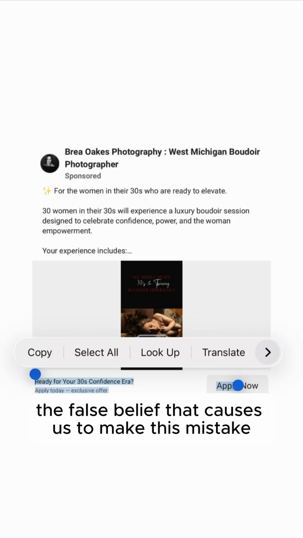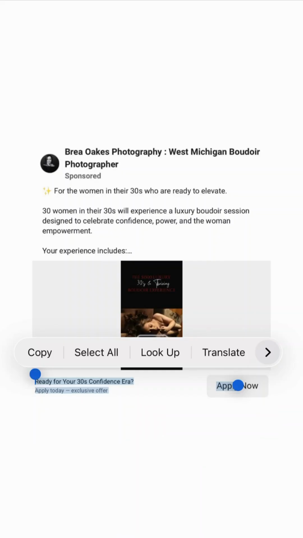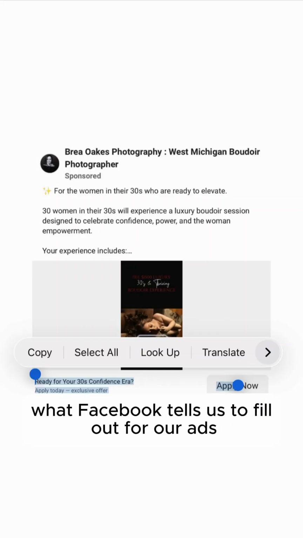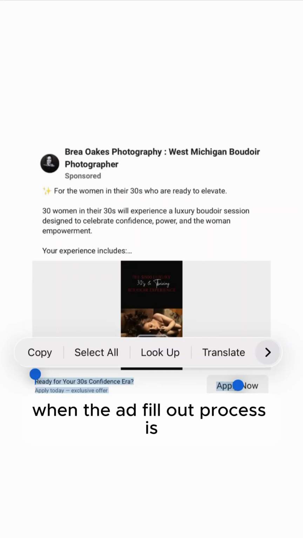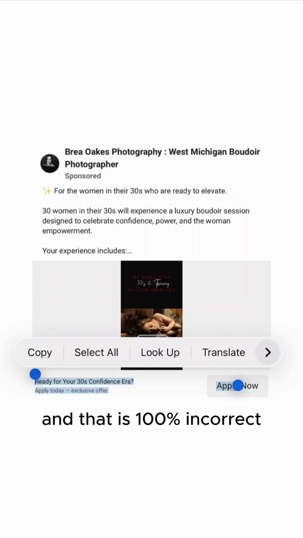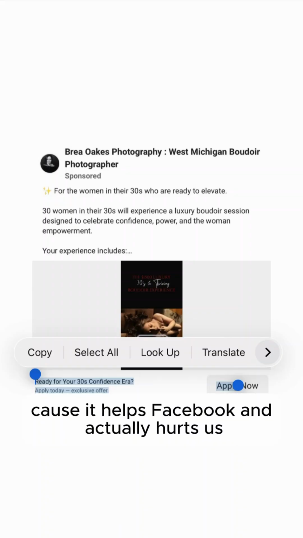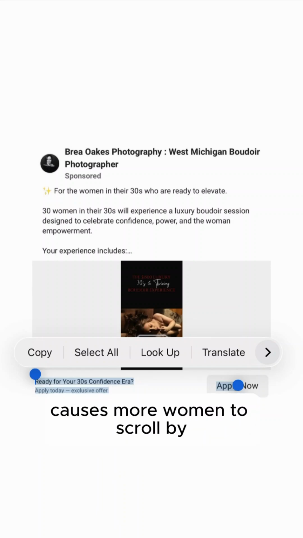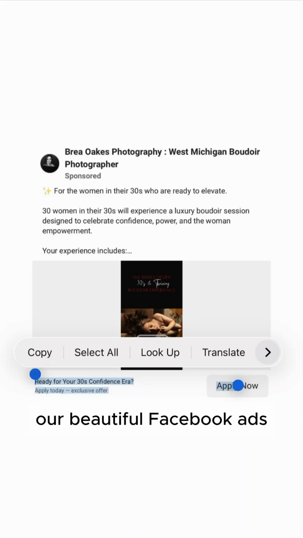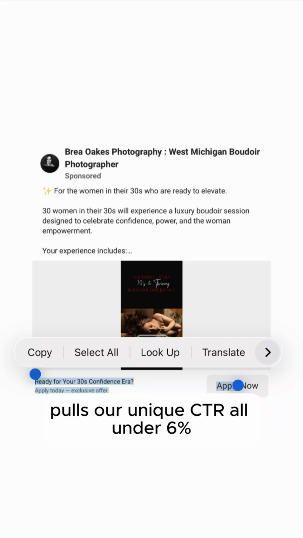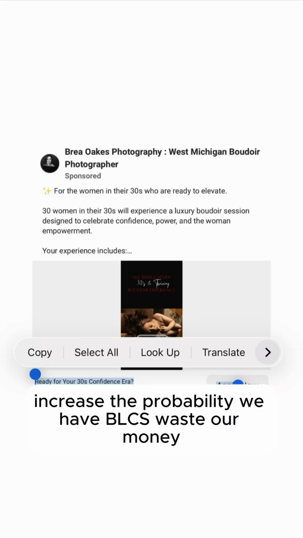The false belief that caused us to make this mistake is that we believe we're trusting what Facebook tells us to fill out for our ads when the ad fill out process is what we should fill out for our ads. And that is 100% incorrect. Facebook recommends those things because it helps Facebook and actually hurts us. That's right, it hurts us. Causes more women to scroll by our Boudoir Facebook ads, pulls our unique CTRL under 6%, increases the probability we have BLCS, wastes our money.